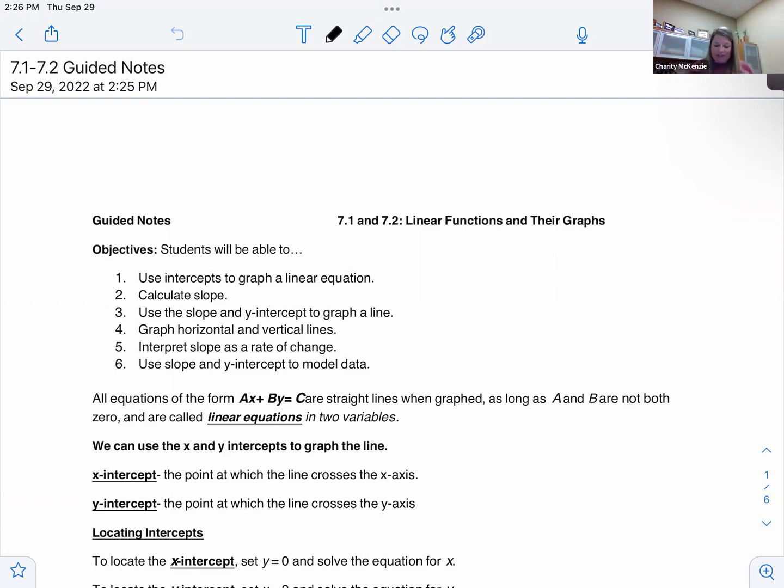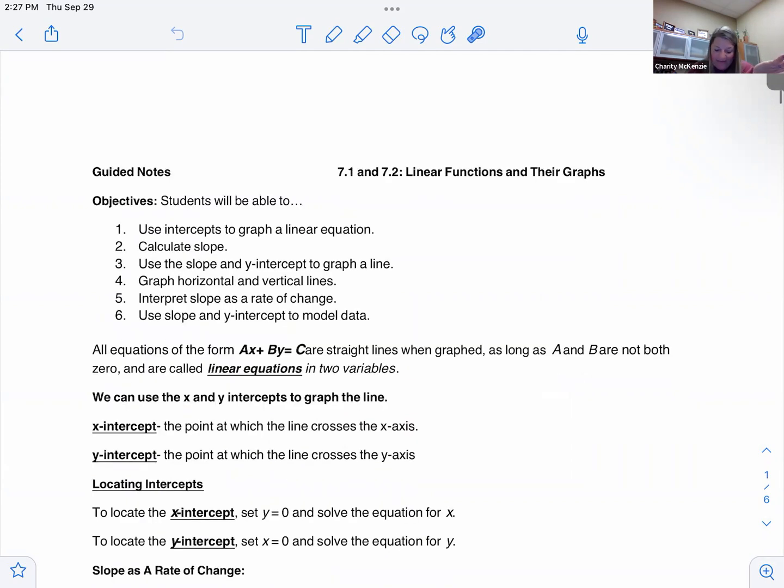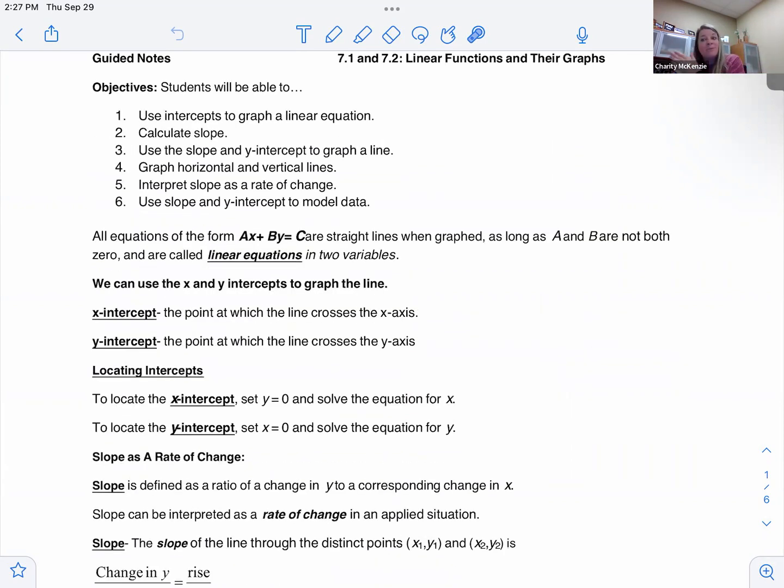If you look at this first idea that I have on here, it says, okay, here are our objectives. But going down here, all equations in this form, ax plus by equals a number, are straight lines when graphed. That's called a linear equation with two variables. Basically, you have an x and a y. You could be in the form y equals mx plus b or ax plus by equals c. They're just written differently, but they're the same thing.